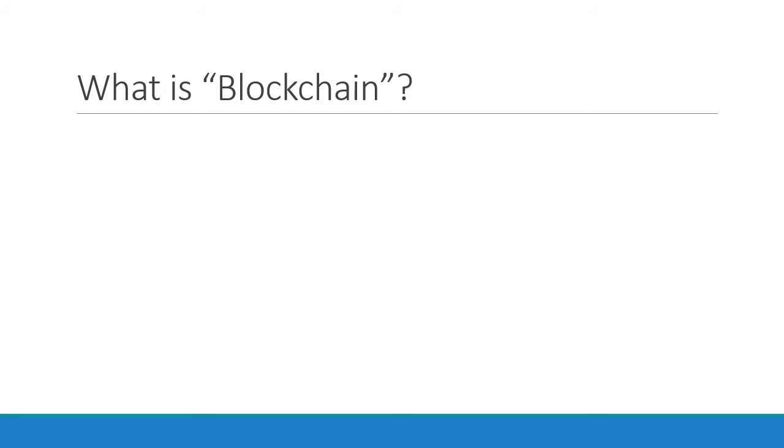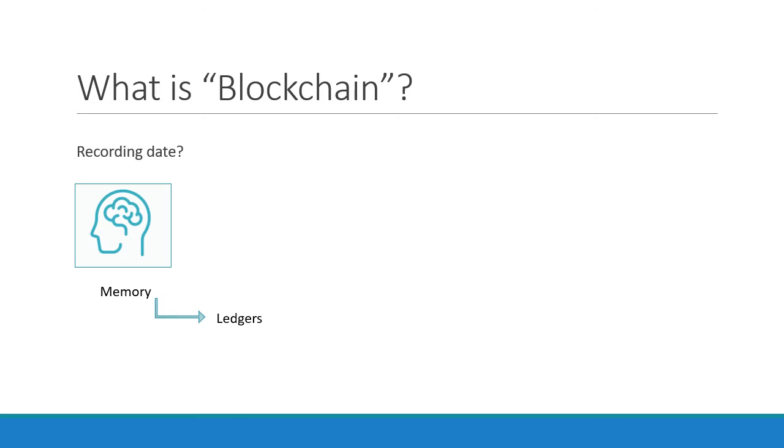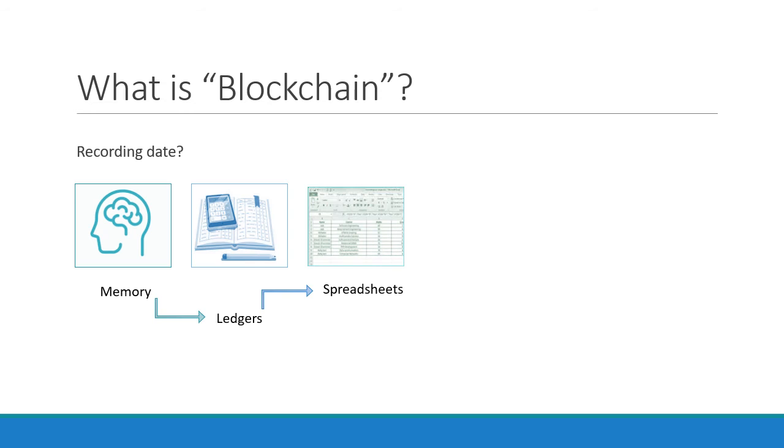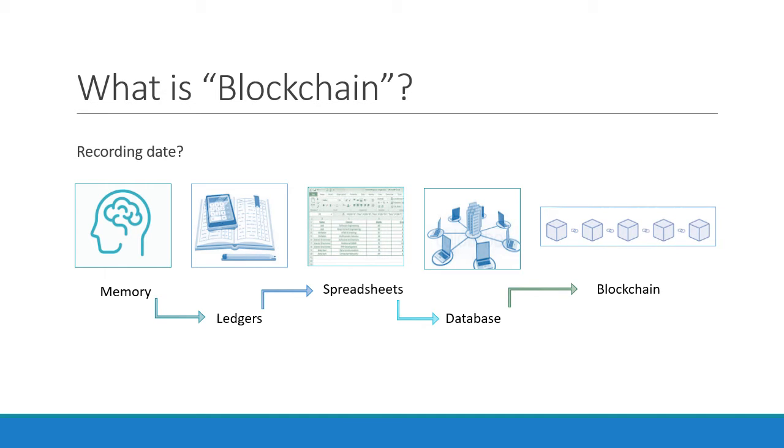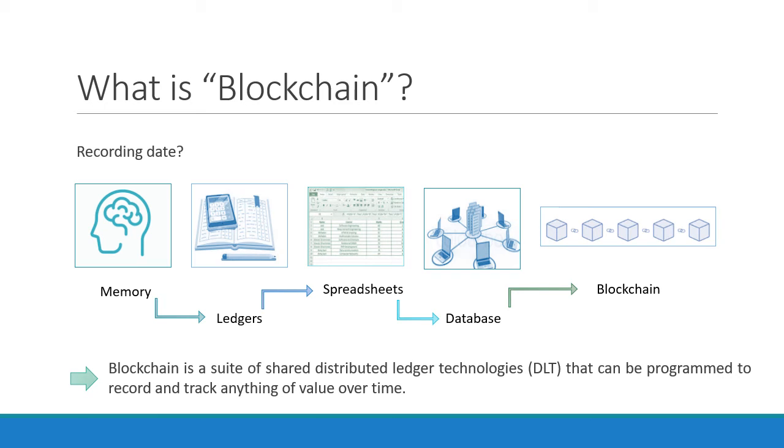The first question to come to mind when we hear about the blockchain is to ask, what is it? Over time, people relied on their memories to keep track of their goods. Then they created the ledgers, which have evolved to be the spreadsheets within the PC era. Later, they developed today's distributed database. But the need for a decentralized secured structure comes with the blockchain. Therefore, the blockchain is a suite of shared distributed ledgers that can be programmed to record and track anything of value over time.